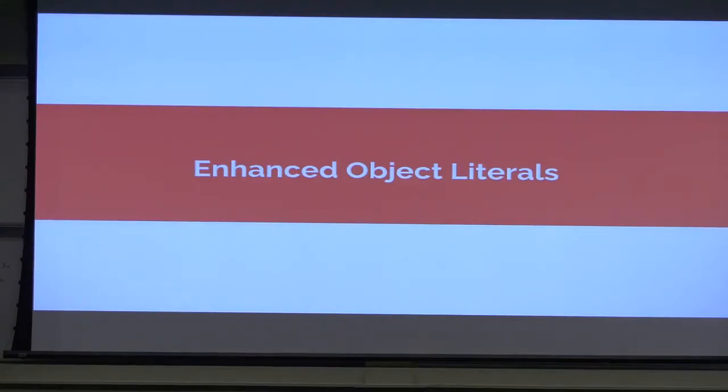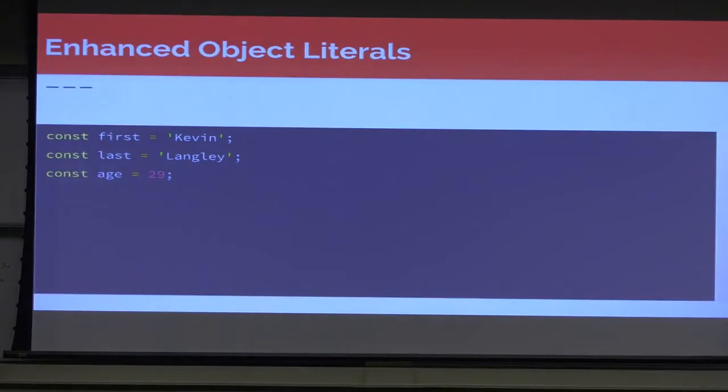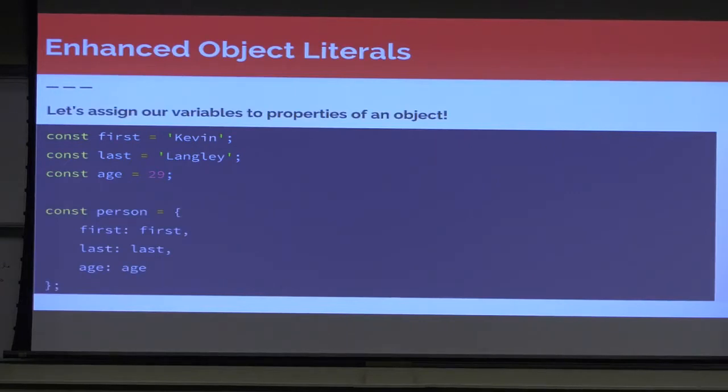And the next topic is enhanced object literals. So let's say we have some variables here, first, last, and age, and we want to assign those variables to properties of an object. So we create an object, person, and we say first is first, last is last, age is age. This gets repetitive, especially if you have a really big object with a number of properties. Let's shorten that. Bam. We got first, last, age.